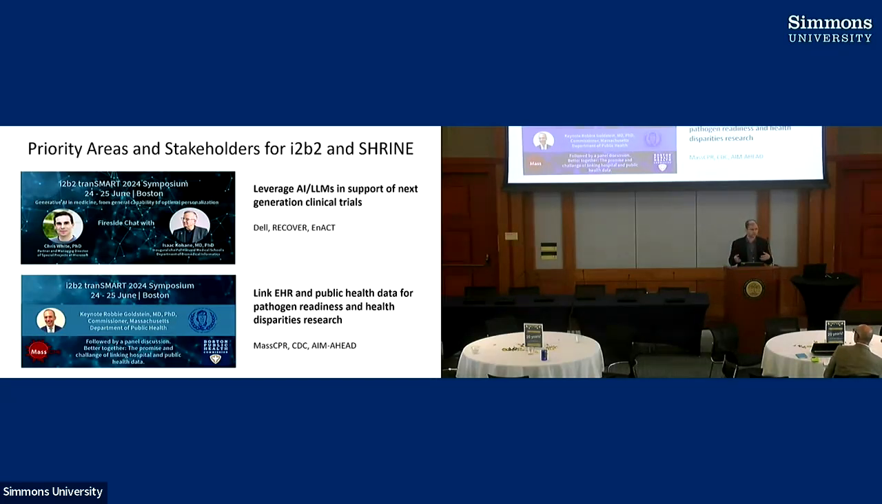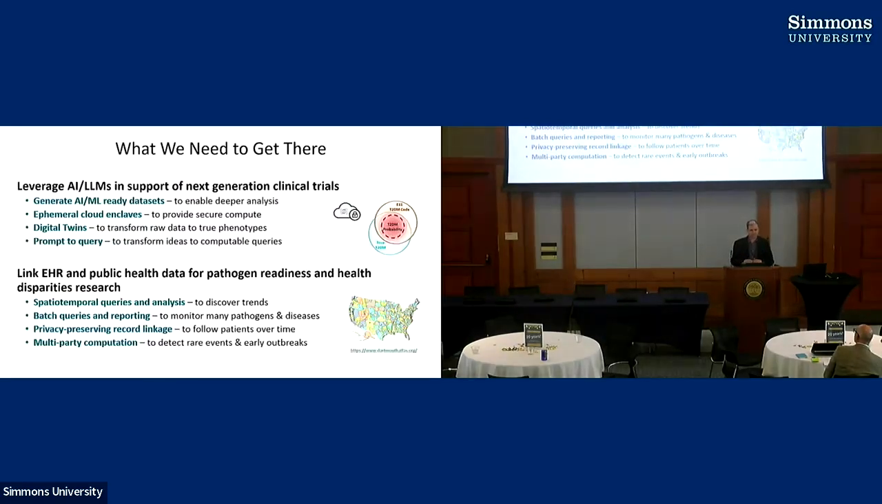And there are various stakeholders, funders, and participants who are helping in these two different domains. There are several technologies that we need to achieve these visions that we're hearing about. On the AI LLM side of things, we need to first be able to generate AI ML-ready data sets. So we have a common data model in i2b2, but it's not the right format to be plugging into typical AI models. We need to export and pivot the data into the right format. We need a place to store these exported data. So that's where ephemeral cloud enclaves come in. We'll hear about that later, about how they can provide secure compute.